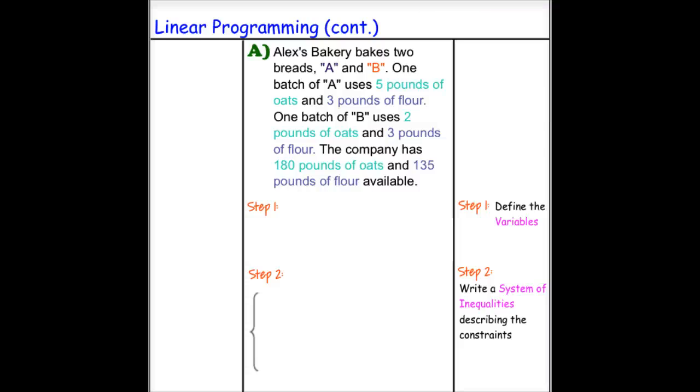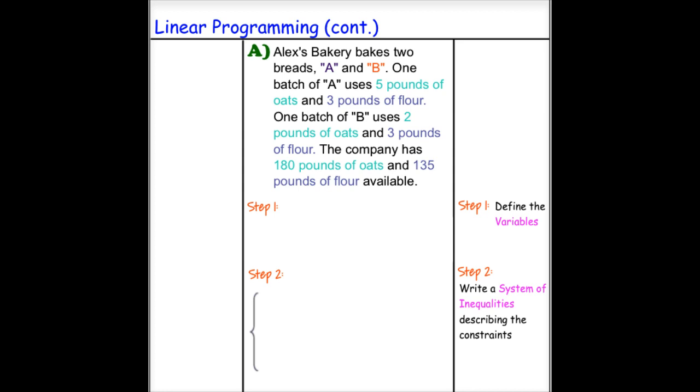Let's take a look at our first example. We have here Alex's Bakery that bakes two types of breads, bread A and bread B. One batch of bread A uses 5 pounds of oats and 3 pounds of flour. One batch of bread B uses 2 pounds of oats and 3 pounds of flour. And the company has 180 pounds of oats and 135 pounds of flour available.